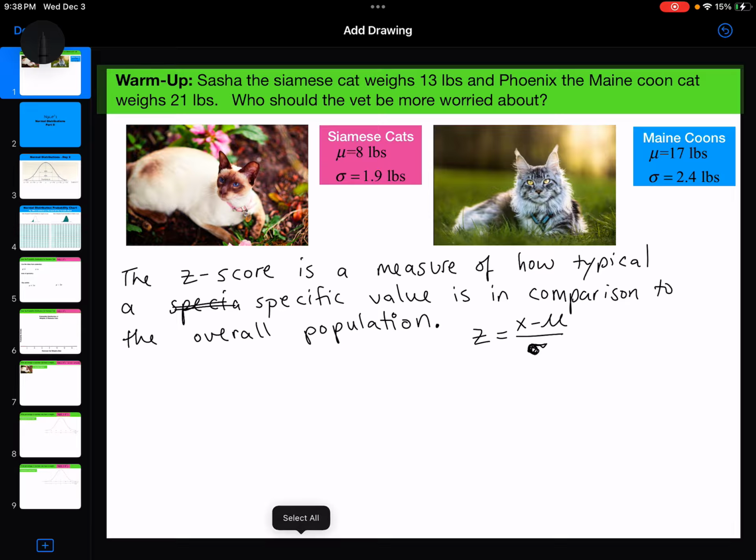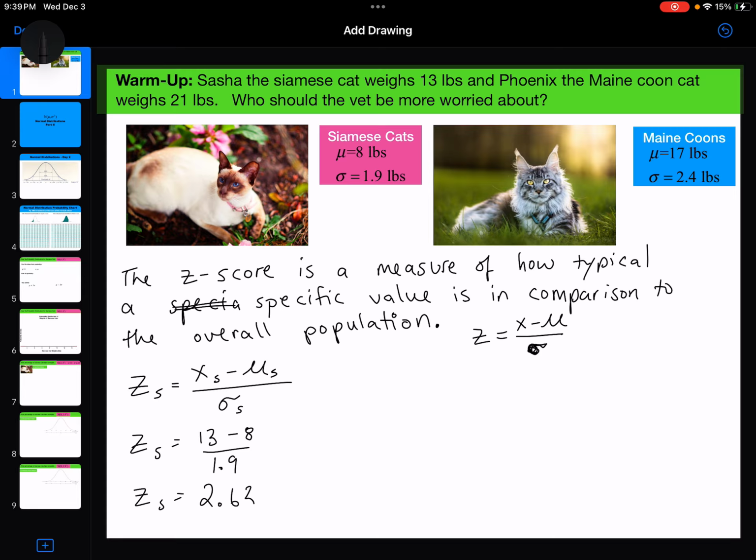Okay, so hopefully you have calculated them. Let's just check your work. So for Sasha, we take X of Sasha, which is her weight, minus the mean of Siamese cats, divided by the standard deviation of Siamese cats. So Sasha's weight was 13, subtract 8, divided by 1.9. Don't forget to make sure your calculator does the correct order of operations. And we get that Sasha's Z-score is 6.23.